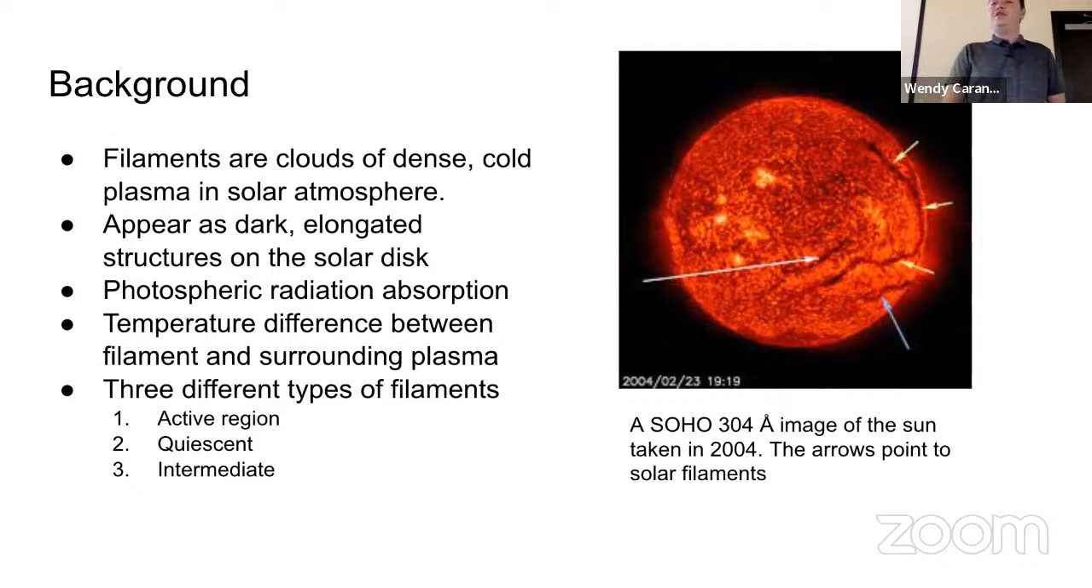And there are actually three different types of filaments. So the first is an active region filament, which is just a filament that's located in an active region. Then we have quiescent filaments, which are filaments located outside of active regions. And then finally, we have intermediate filaments, which are kind of in between. So for this project, we're focusing on an active region filament. And I should also note quiescent filaments are a lot larger and typically last a lot longer than active region ones do.